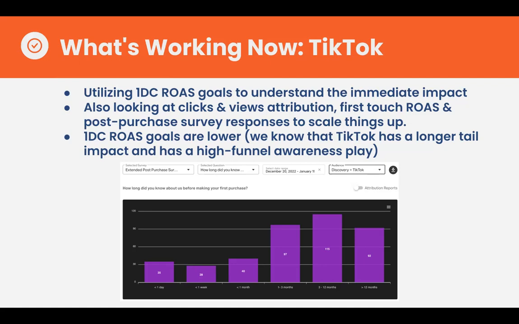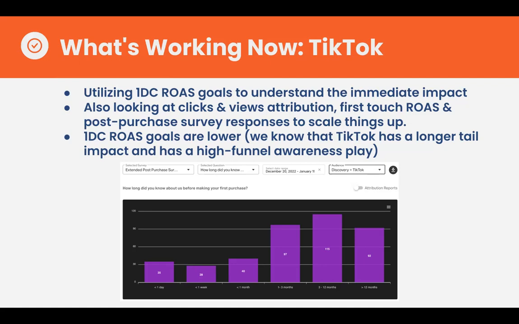This graphic is from No Post-Purchase Surveys, and Jeremiah in the membership posted this, so thank you to him for that. It basically shows the time span between finding something on TikTok and then purchasing. How long did you know about us before you purchased? This is specifically for people who bought and said they heard about them from TikTok: less than a day, less than a week, less than a month, 1 to 3 months, 3 to 12, and more than 12. So keep in mind, there's a really long tail impact, and the data isn't going to be that specific. You're not going to know what ad someone came from.